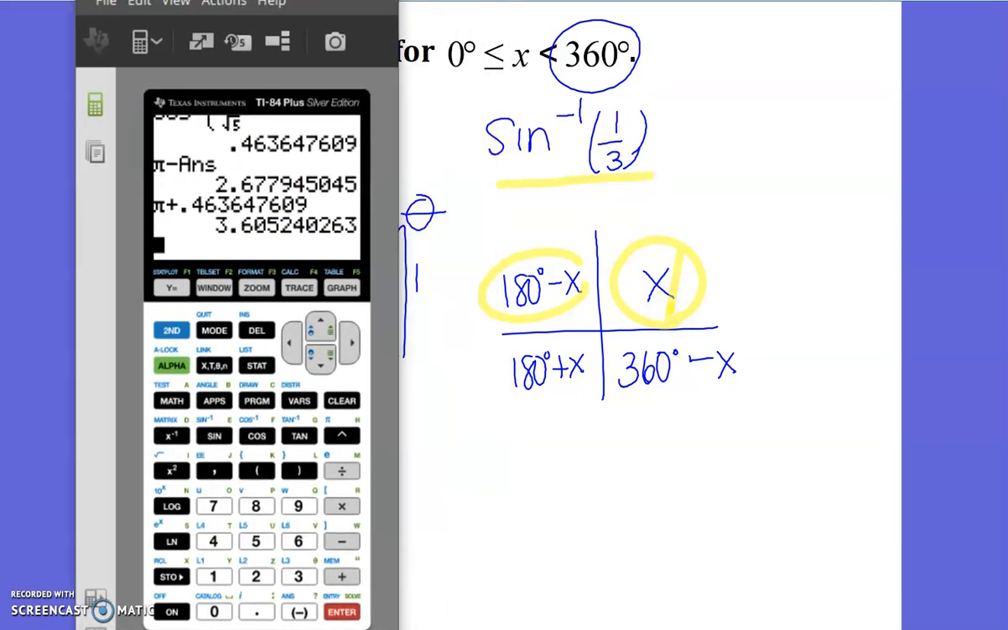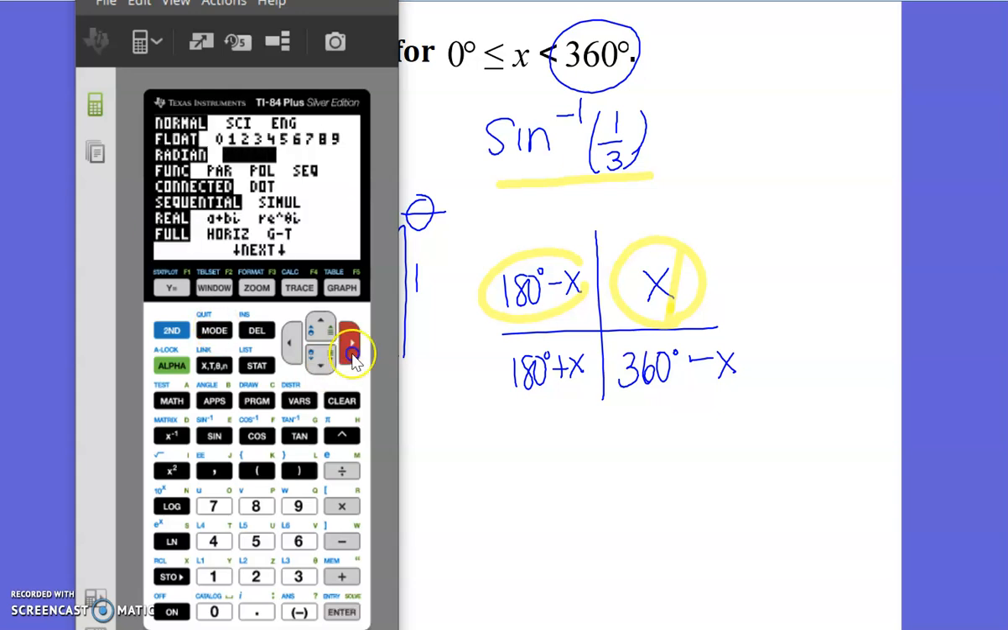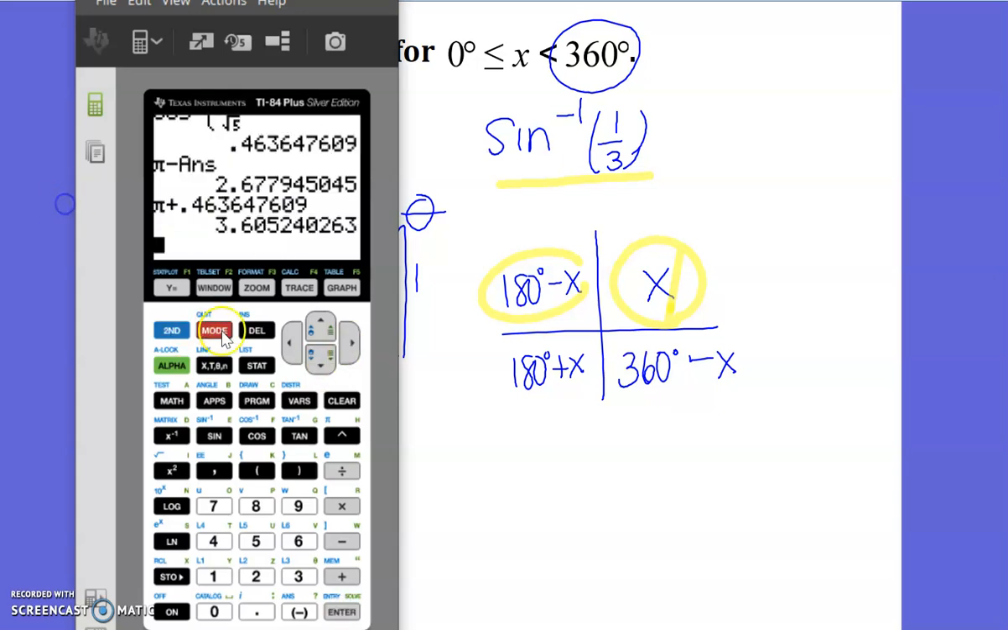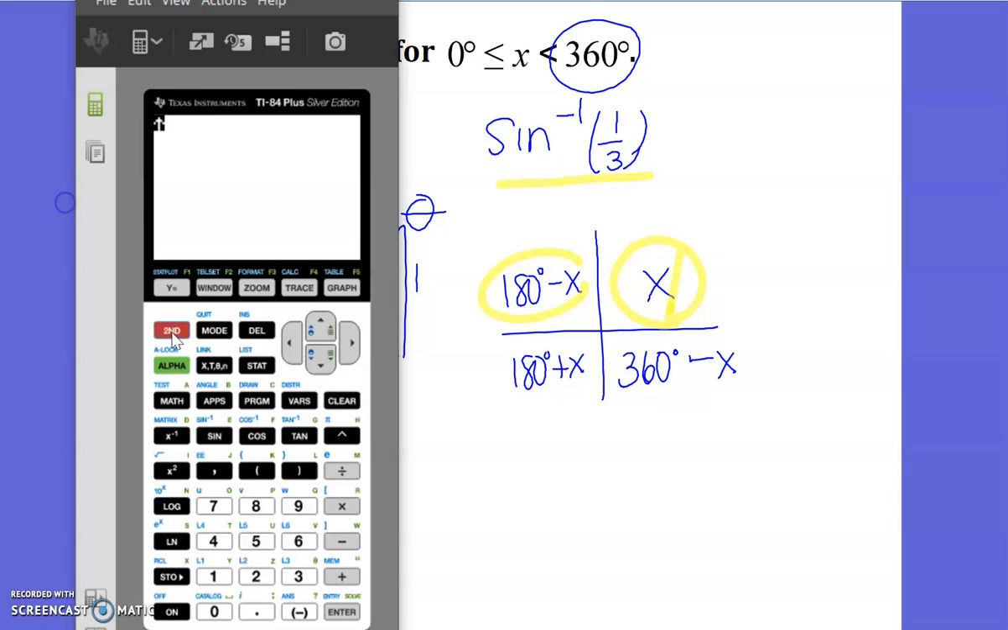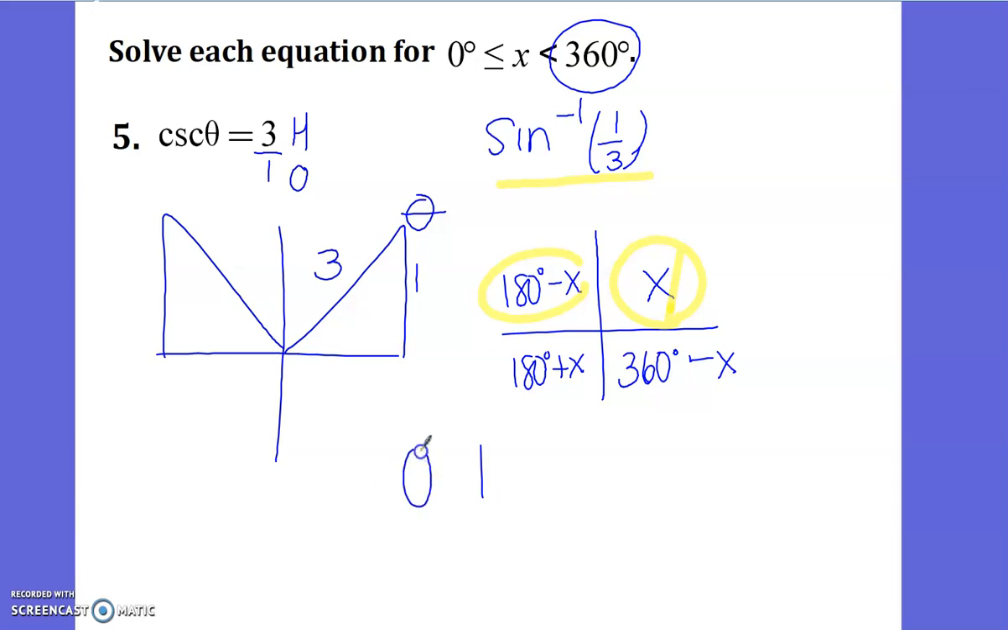Okay, so I am first going to change this to degree mode. And then I'm going to do sine inverse of 1/3. And I get my degrees. That's for the first quadrant. And then I got to do 180 minus that number. Okay, both of these, we cannot forget to write a degree symbol. I will take off if you don't put the degree symbol.